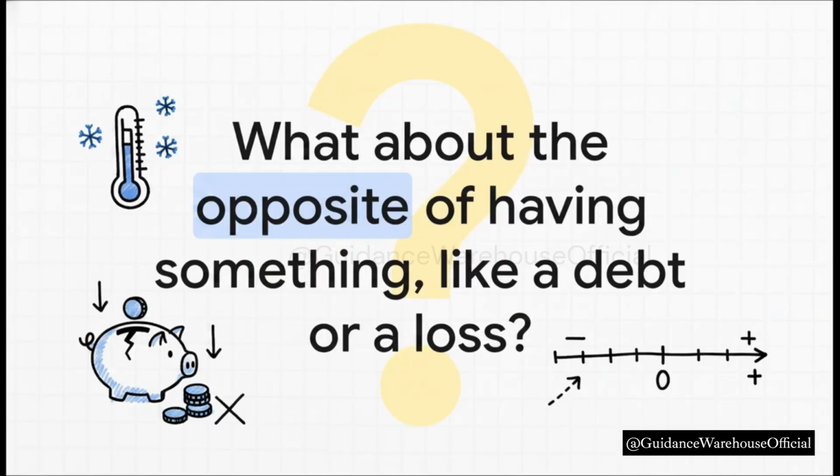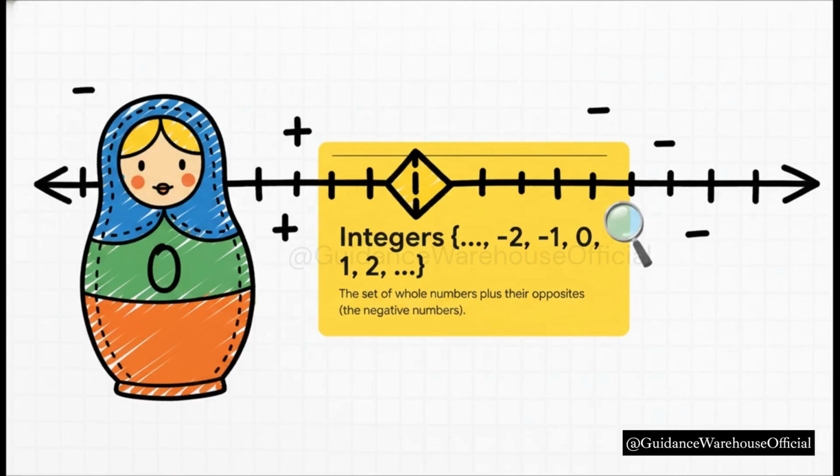Okay, cool. So we can count things, and we can represent nothing. But what about the opposite of having something? How do we talk about owing someone money, or a temperature that drops below freezing? Our whole numbers can't do that. So, we open up our nesting doll again, and inside we find the next layer, the integers. This set includes all of our whole numbers, plus their perfect mirror images, the negative numbers. Now our number line isn't just a ray starting at 0, it's a full line stretching out to infinity in both directions, positive and negative.